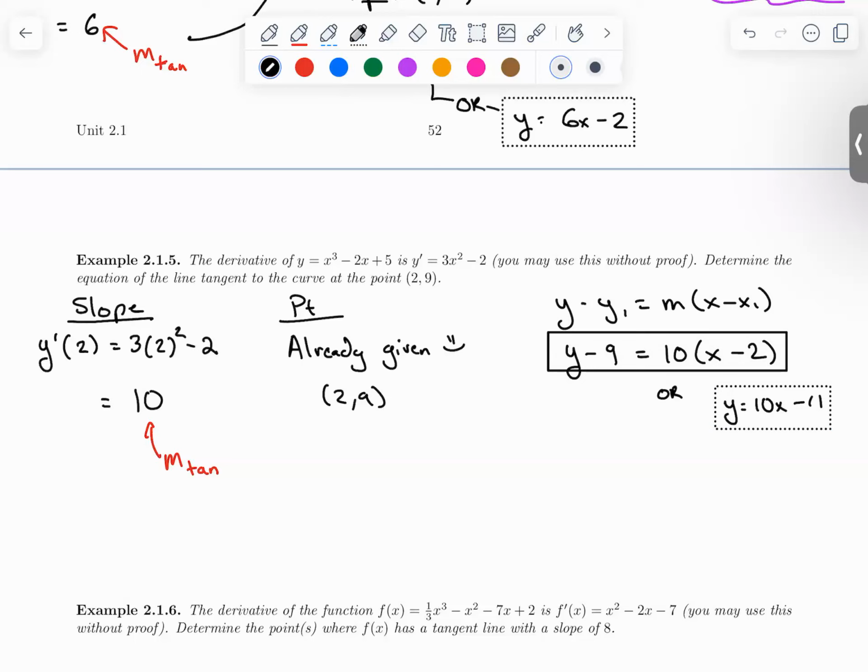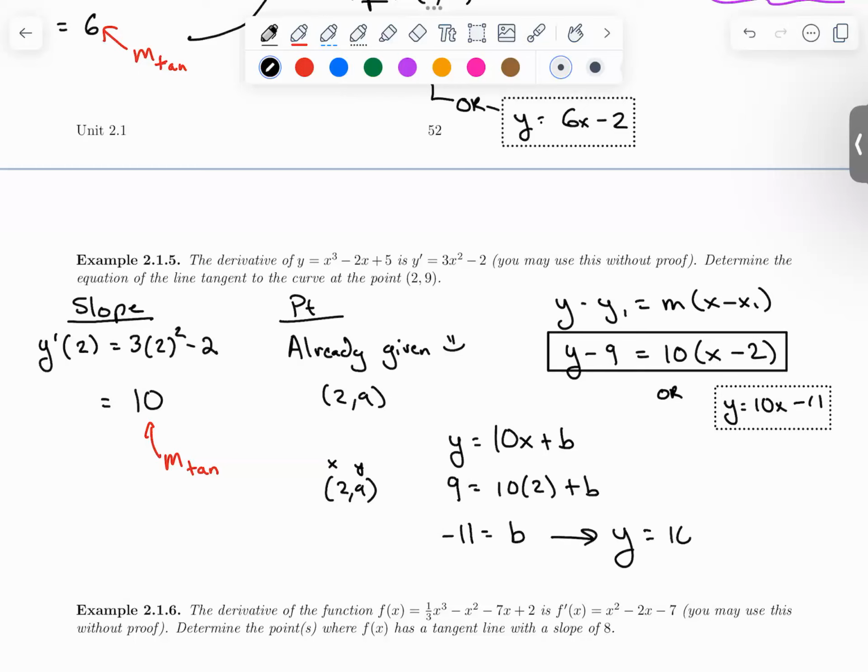So I want to show you why I like that. I'm going to show you the difference. If you wanted to do it with y equals mx plus b, you would have to do this. You would have to go, okay, y equals 10x plus b, and then I'd have to use the point (2, 9). That's x and y. So I'd have to have 9 equals 10 times 2 plus b. That gives me negative 11 equals b, which means now I can finally write my answer. Way longer. I was able to write it in one line instead of 4. That's why I like point-slope form.